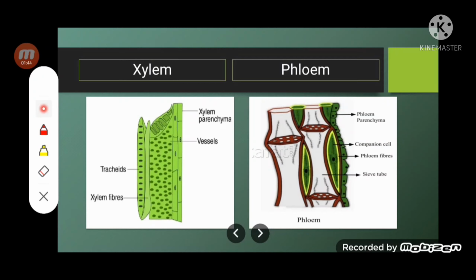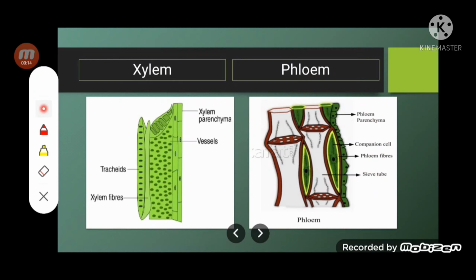So, what is common in both? You can see xylem parenchyma and xylem fibers. Again, here you can see phloem parenchyma and phloem fibers. So, these two kinds of cells are common in both these kinds of tissues. Now, one by one we will discuss the component cells of both kinds of tissues. First, we will go with the xylem.